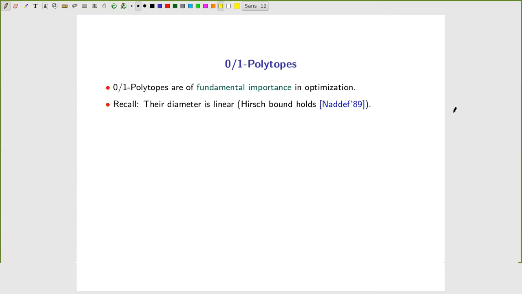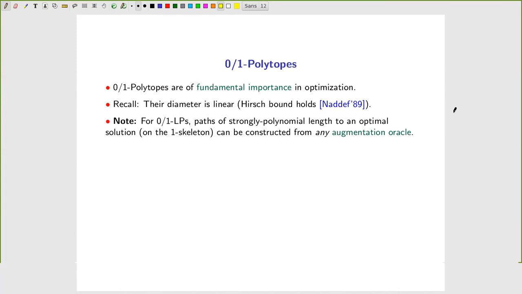Now, one thing I want to stress, a lot of things are known about 0-1 polytope, and in particular, a path of strongly polynomial length to an optimal solution on the one-skeleton of this polytope can be constructed from any augmentation oracle. If you have any augmentation oracle that each time, for example, you give an extreme point and provides you a better extreme point, then you can use this to construct a path of strongly polynomial length that goes to an optimal solution. This was known since the 90s with the results of Schulz, Weismantel, and Ziegler, and has recently been extended to k-lattice polytope by Del Pia and Michini.